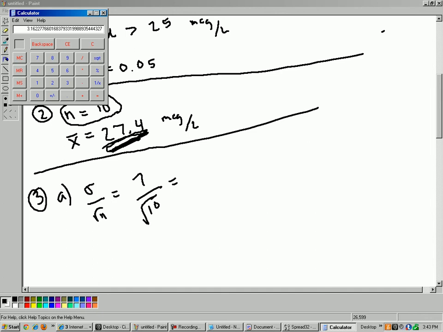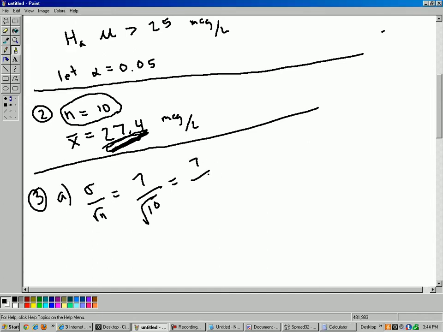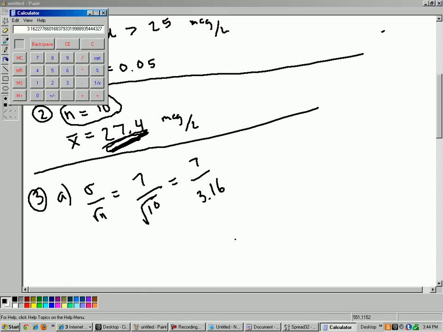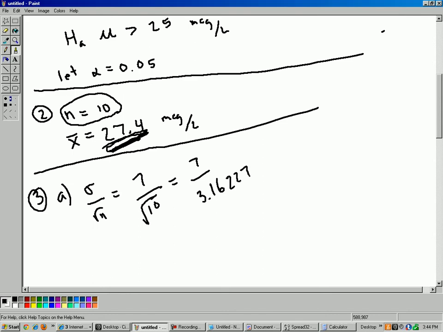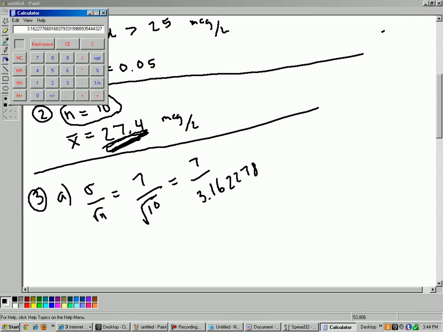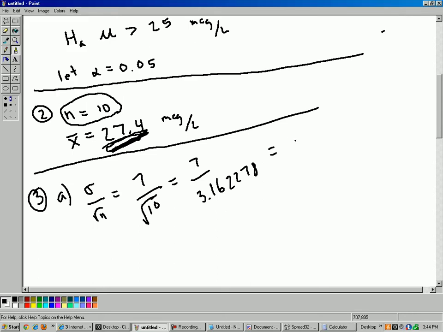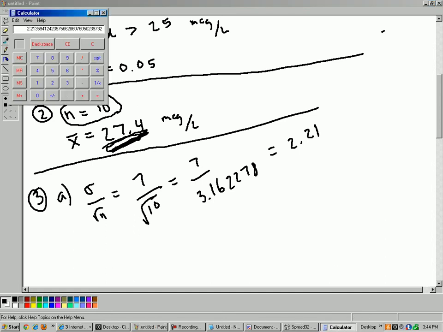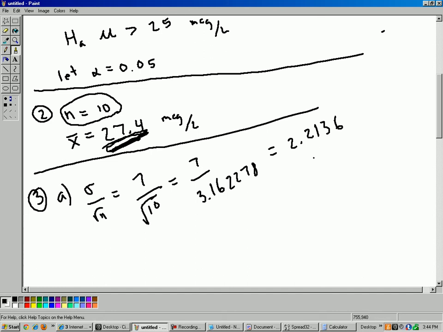Square root of 10, 3.16. So I'm going to have 7 divided by 3.16, which is 3.162278. That should be good enough. Okay, now I'm going to divide 7 by that square root of 10, 3.162278. That equals 2.21, and I'll round this off. I'm not too picky on rounding. I'll just say 2.2136 should be good enough. All right. So there is our standard deviation.